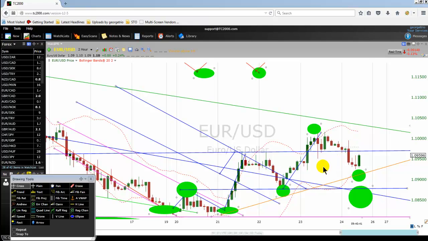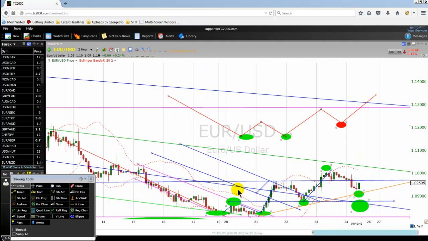Okay, there is another place where we can also look for an opportunity to buy, which is above this level here. You see the gray.